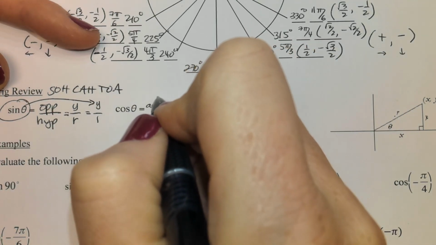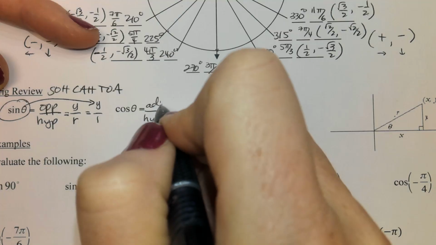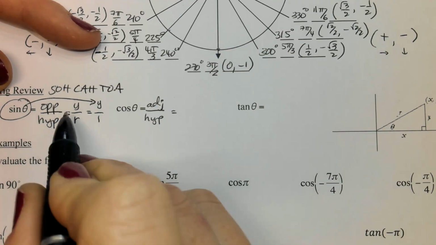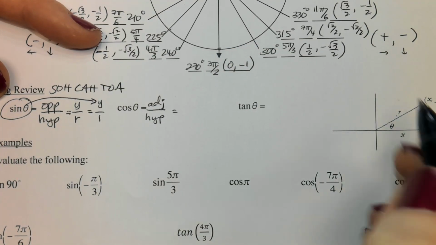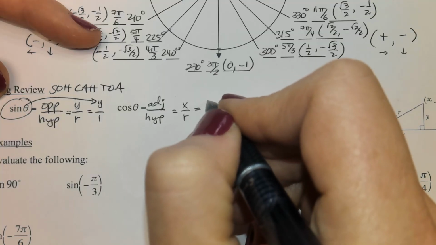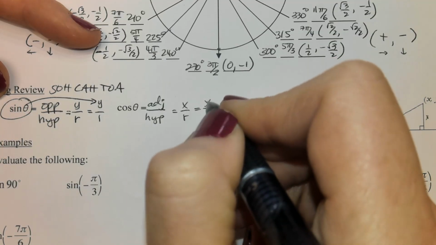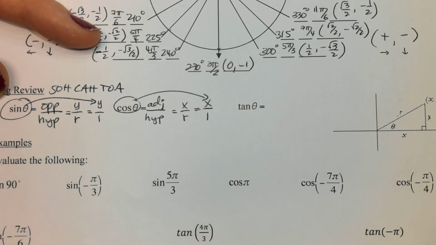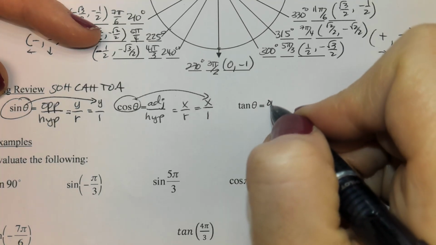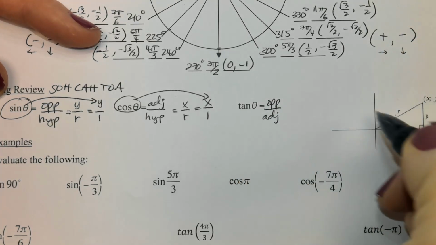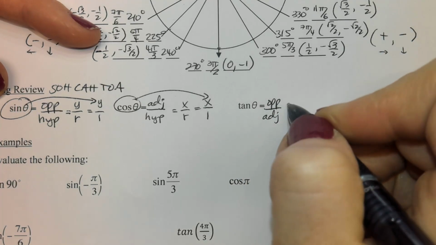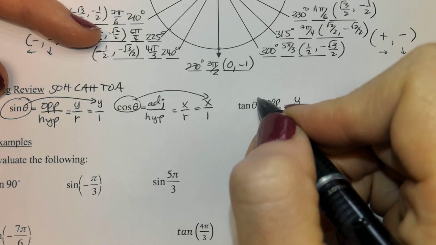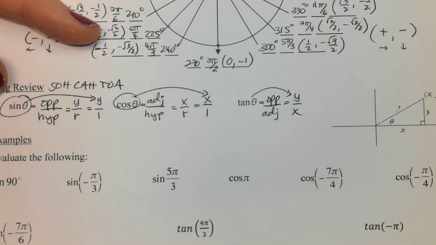Cosine is supposed to be adjacent over hypotenuse. So adjacent would be next to, that's the x value. So x over r, and our r is going to be a 1. So cosine just goes with x. Tangent is supposed to be opposite over adjacent. And opposite for us is going to be the y, adjacent is the x. And nothing really changes there. Tangent is just y over x.